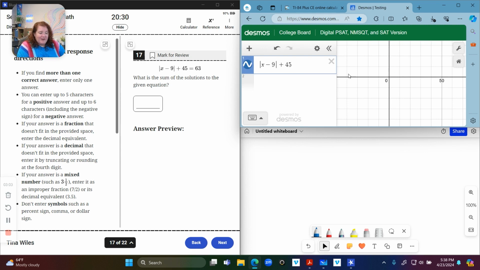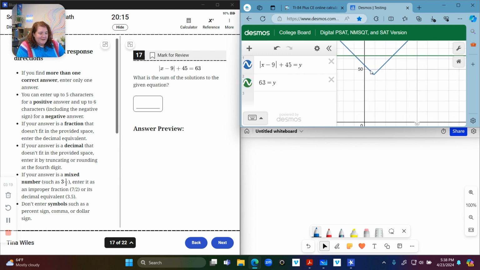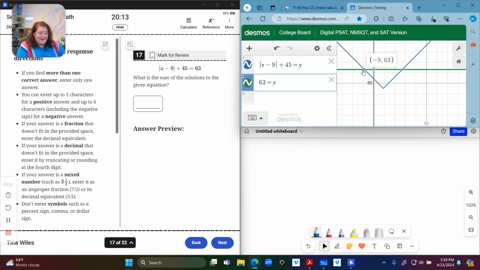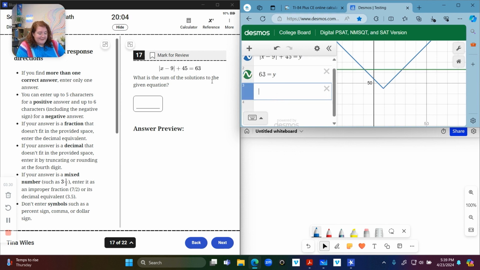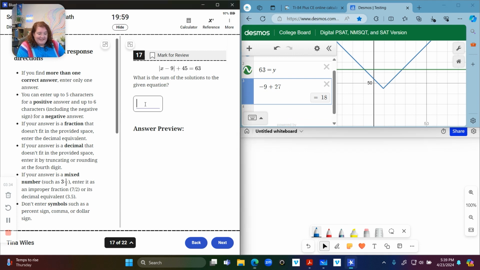When I'm solving an equation like this within Desmos, I'm going to make the left side of the equation its own equation, and then I'm going to make the right side its own equation, because I want to know where those two meet. Right here, I can see they meet at x equals -9 and x equals 27, and they wanted the sum. So -9 plus 27 is 18.